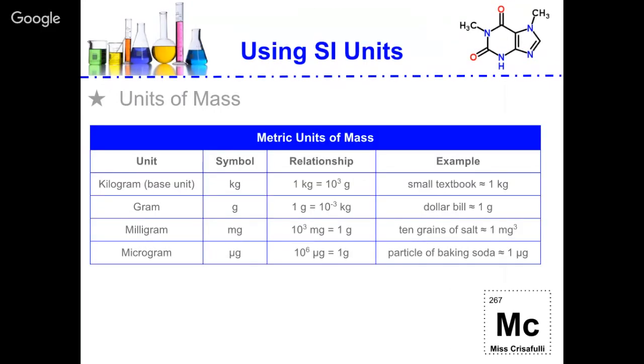Again, these are some metric units of mass. This table is also found on page 77 of your textbook. Again, you need to know the unit, the symbol, and what that relationship is so that you can use these in conversions properly.